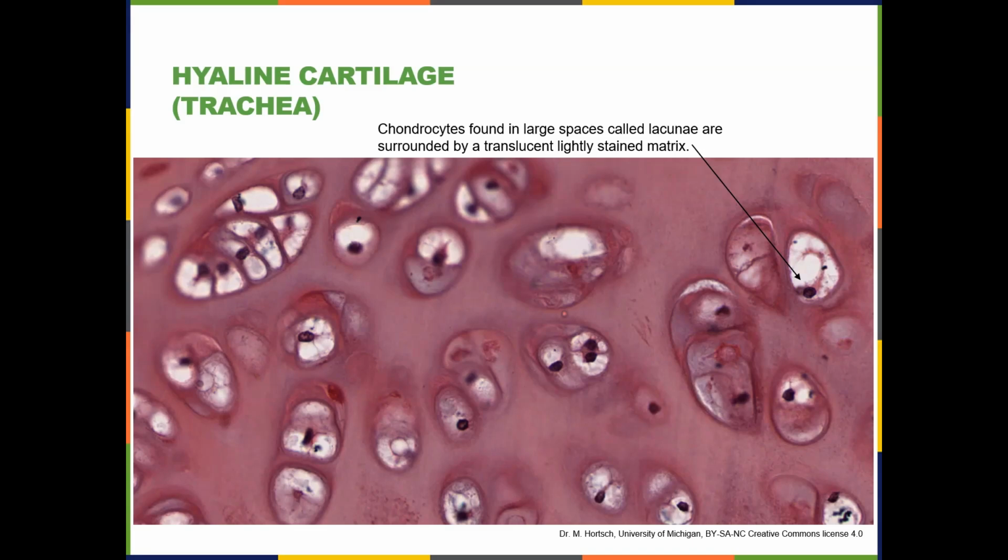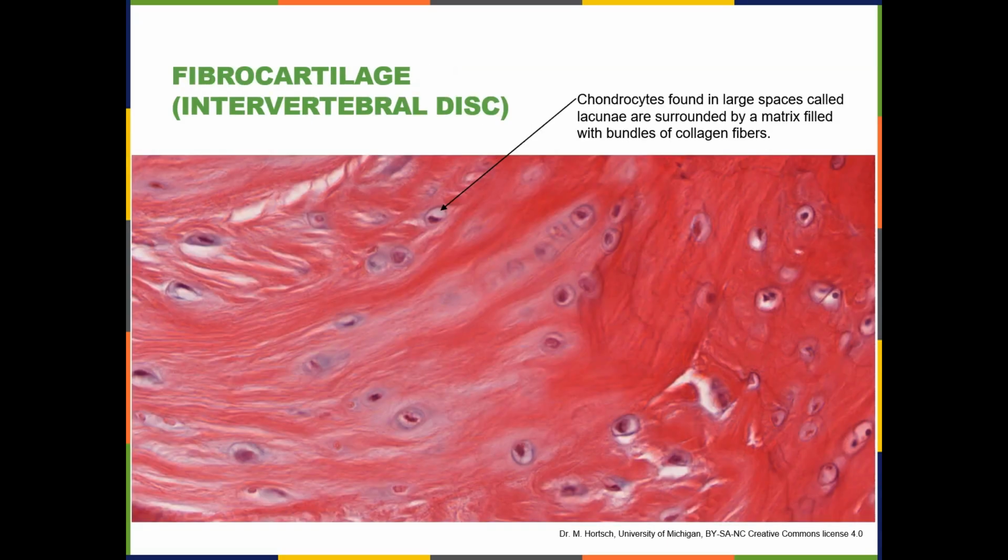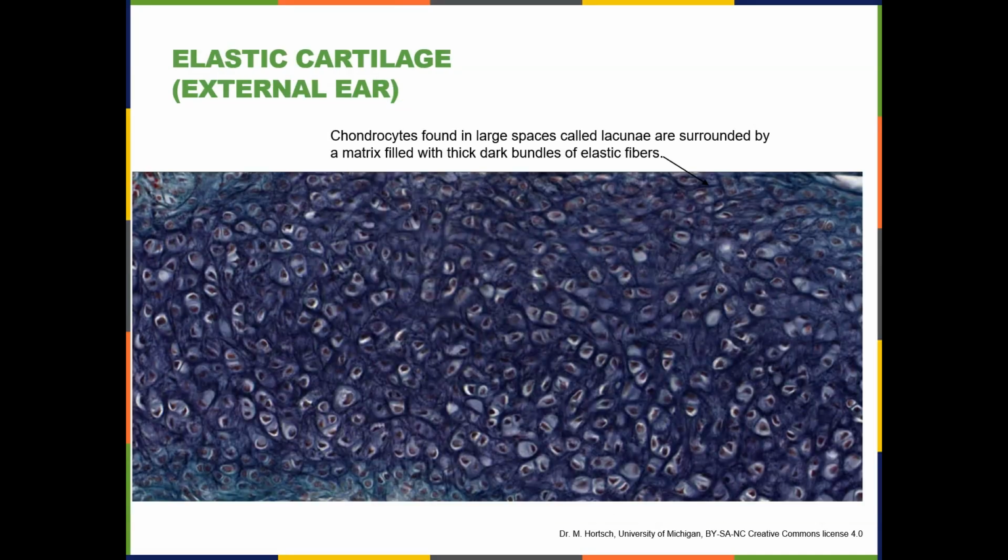Here's a light micrograph of hyaline cartilage, where you can see there's a translucent, lightly stained matrix and large lacunae containing chondrocytes. Here's an image of fibrocartilage, where you can see there's a similar appearance to hyaline cartilage, but with numerous bundles of collagen, giving a darker, streaking stain pattern in the matrix. Here's an image showing elastic cartilage with thick bundles of elastic fibers in the matrix, surrounding large lacunae with chondrocytes inside.